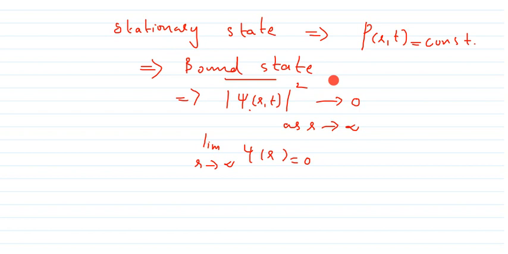That means for a state to be bound, it should be confined to a spatial region. So when the space value increases to infinity, this turns out to be 0. That is a condition of a bound state. So when we have a stationary state, most probably we will have a bound state. In simple terms we can write the condition for a bound state: limit r tends to infinity, psi of r will be 0.